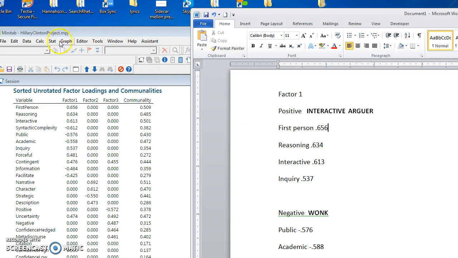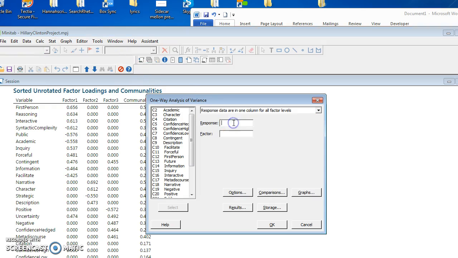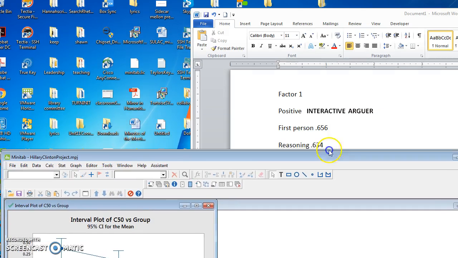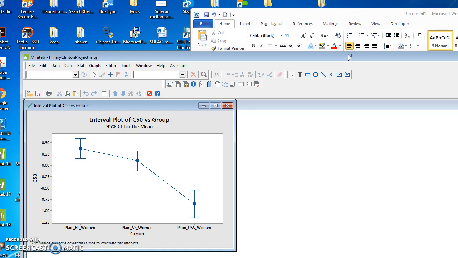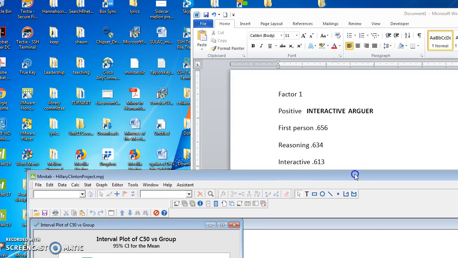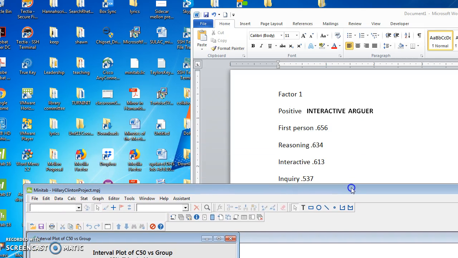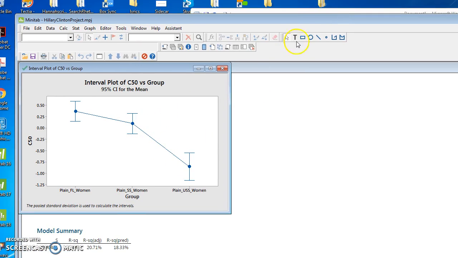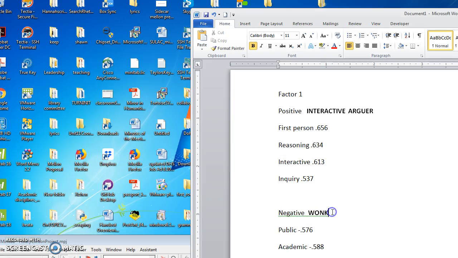Now, the reason this is important is because if we go back and redo the ANOVA for factor 1, for groups, we see, if this is correct, that when Hillary is talking about women as First Lady, or when she's talking about women as Secretary of State, she's much more of an interactive arguer about women. She's interactive because she's engaged from the first person and the second person, and she's reasoning, she's arguing. And inquiry is also kind of an argument showing curiosity. But then she dips way down as U.S. Senator. When she talks about women as U.S. Senator, she's really a wonk about women.